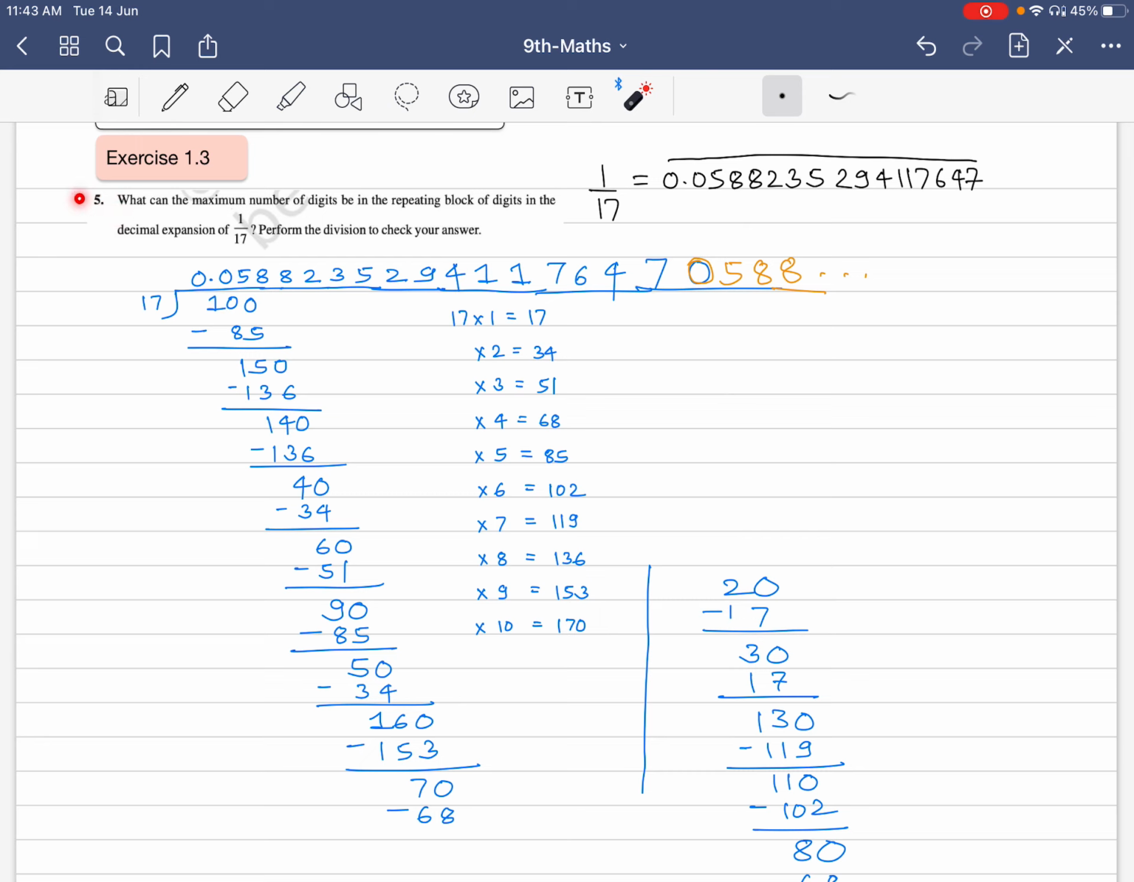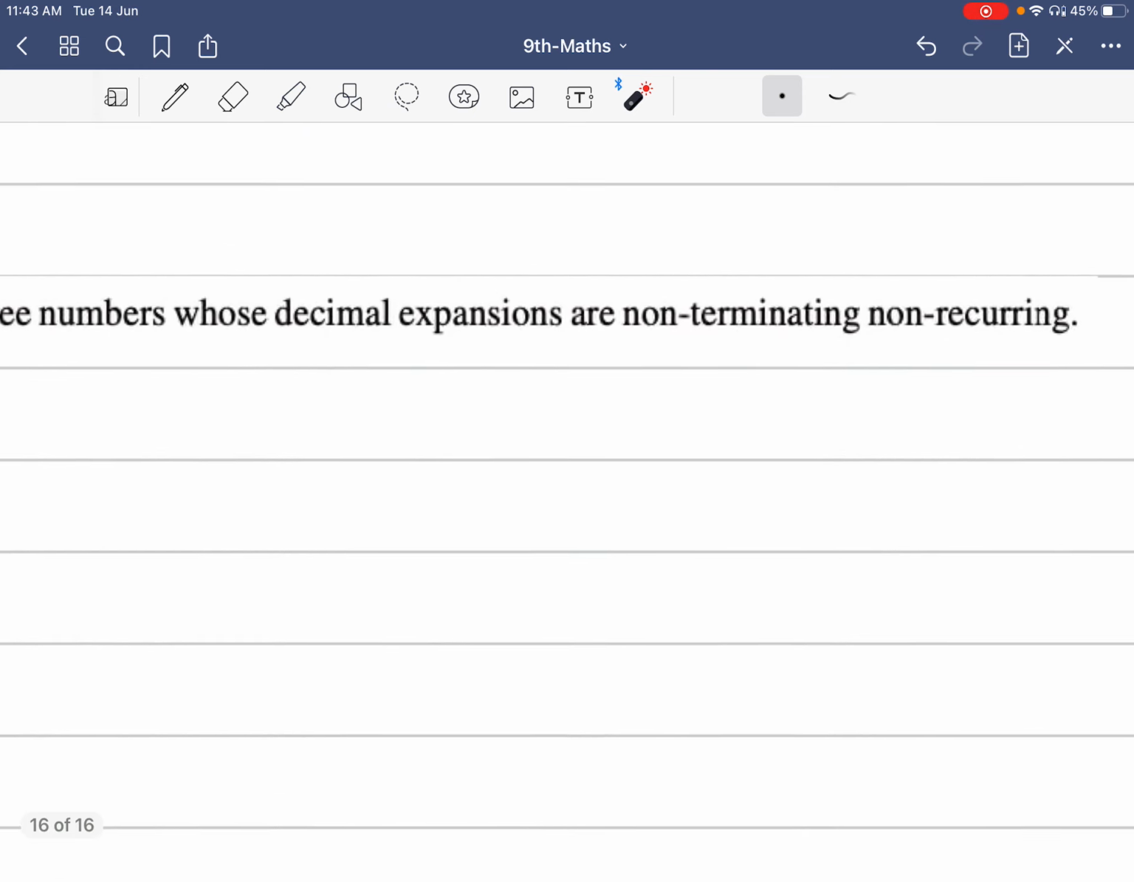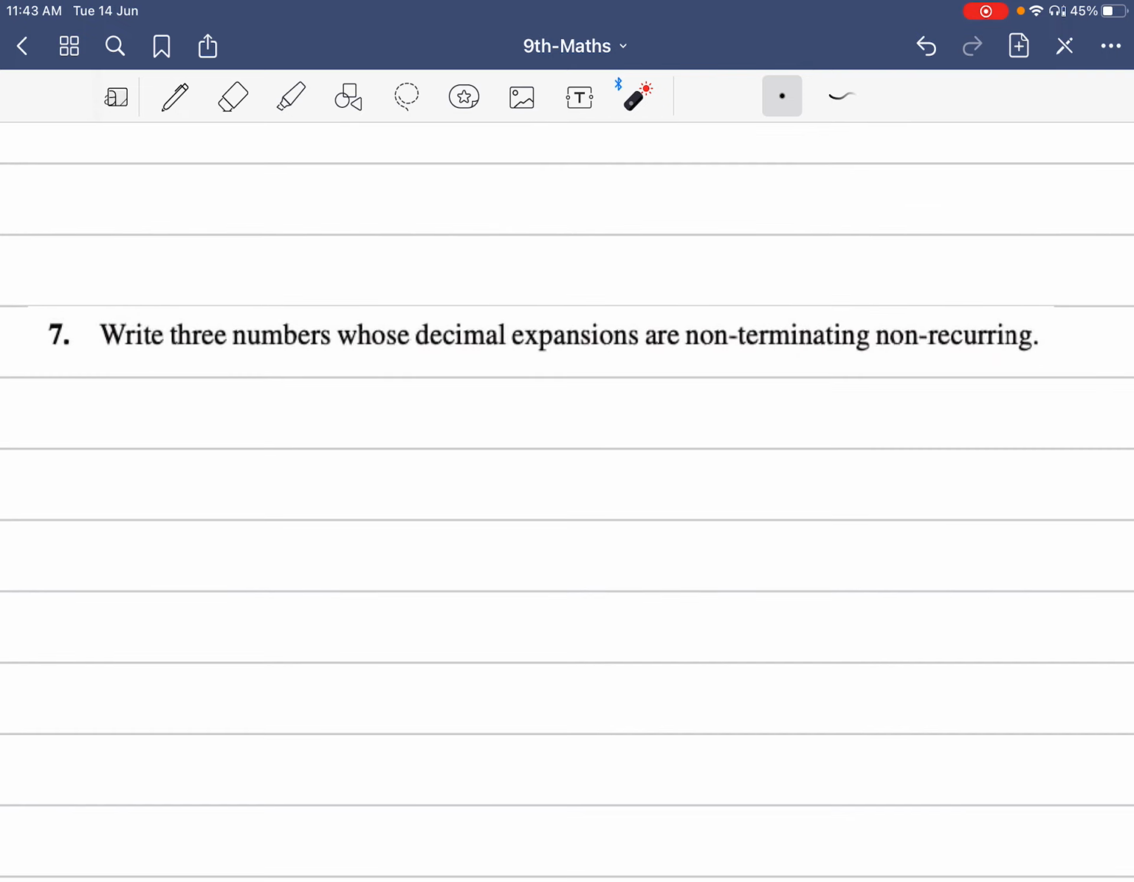So this was question number 5 from exercise 1.3, and there's one more question that we're going to see in this video for exercise 1.3. Yes, it's question number 7. Very simple and straightforward question. We have to write three numbers whose decimal expansions are non-terminating and non-recurring. Okay, basically these are our irrational numbers.